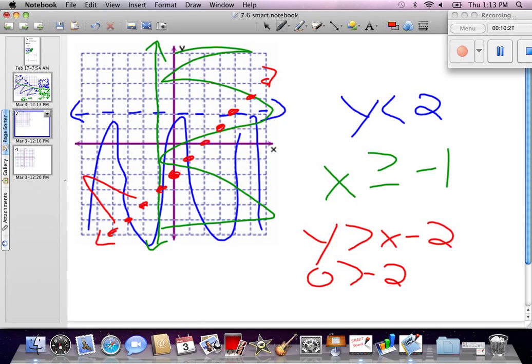And I know it looks like a hot mess, but this is the part where there is blue, red, and green. So I'm going to shade this nice and dark. And that's the part that's my answer. Oh. Is that better?